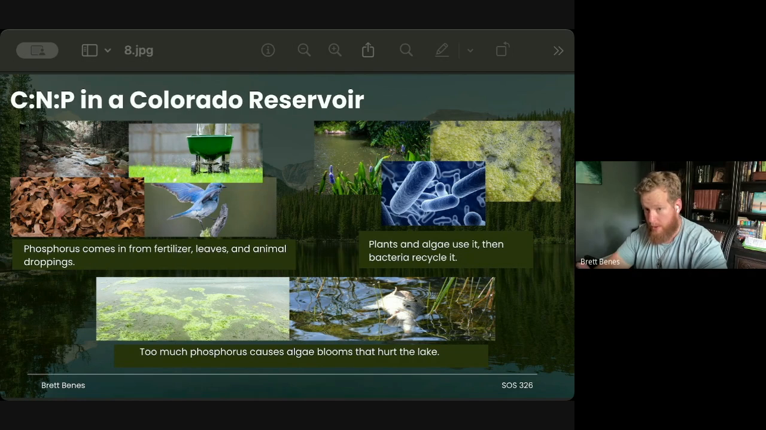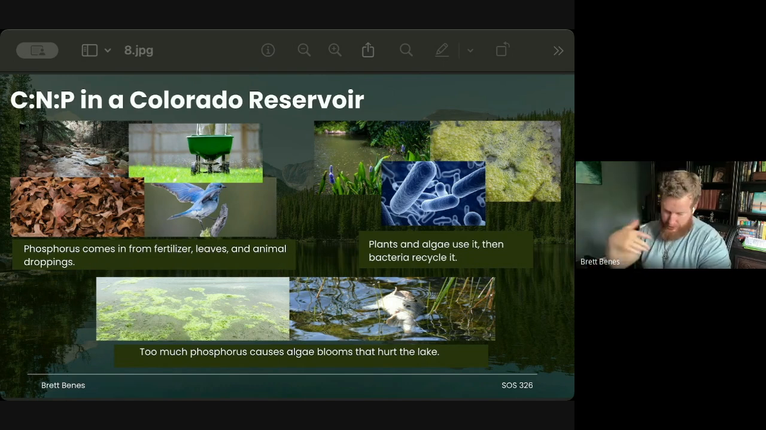This is really important when you're understanding the effect of too much or too little phosphorus, in this case in a reservoir. If there's too little, then that prevents the algae from thriving, which then slows down the bacteria, which then slows down the recycling of the dead materials in the water.